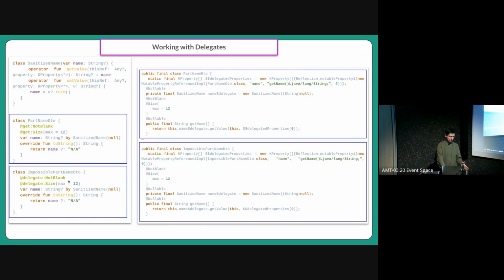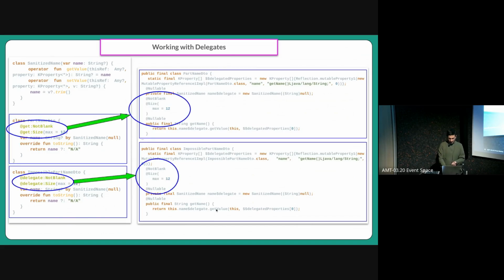If we look at the impossible part name DTO, we are applying 2 delegates, and we are saying they're not blank, and the size must be 12. But when we do that, we are applying the not blank and size to a sanitized name delegate. Maybe I could have chosen a better name for the delegate. How would this work when we are serializing data this way? It won't work, because not blank and size have to be applied to a string. So we will get an error here about the mapping not working correctly.